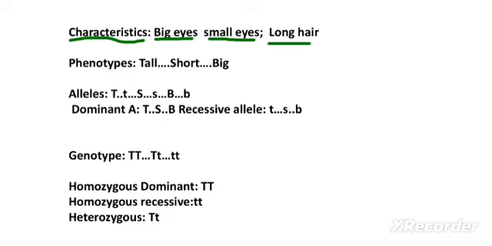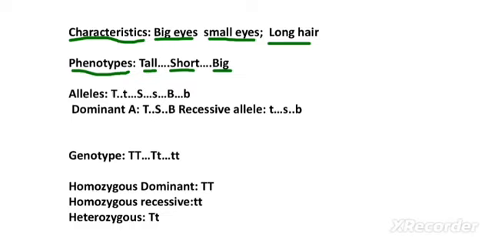Now let's talk about what we call a phenotype. A phenotype could be, if you can see that this person is tall or short, the phenotype of the height of that person is tall. The phenotype of the size of the eyes is small eyes. That is the phenotype, the physical appearance.